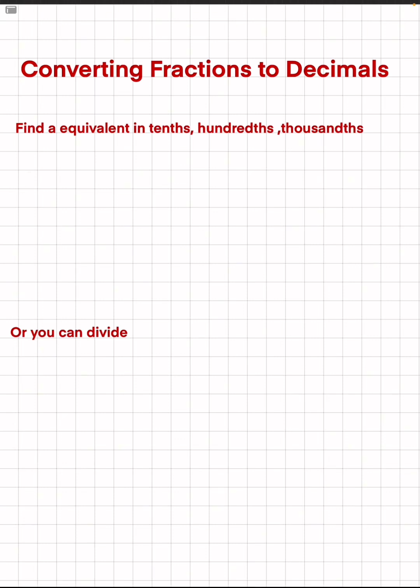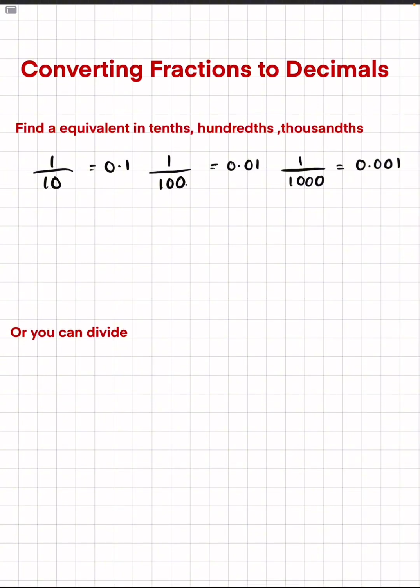To divide, we move the decimal point to the left by however many zeros there are. For example, 1 over 10 equals 0.1. 1 over 100 equals 0.01, and 1 over 1,000 equals 0.001. So 10 has 1 zero, so we move the decimal point one place to the left. So if the decimal point is here, we move it one place to the left and add a 0 before it.